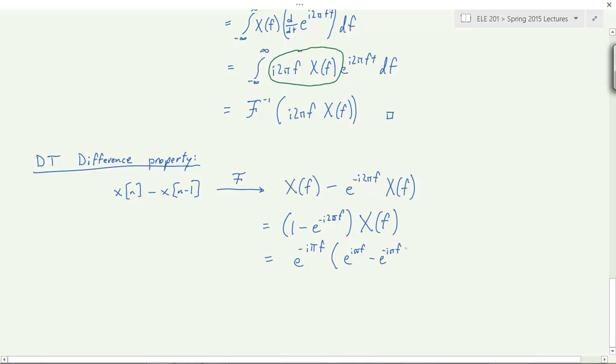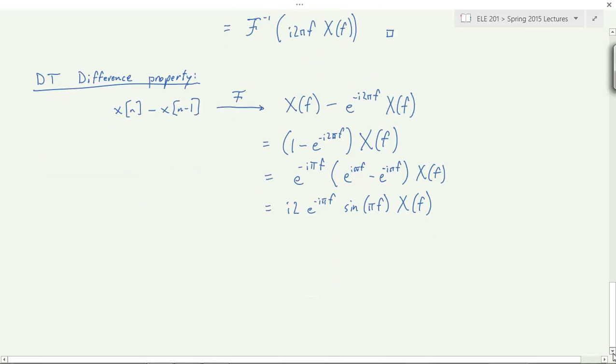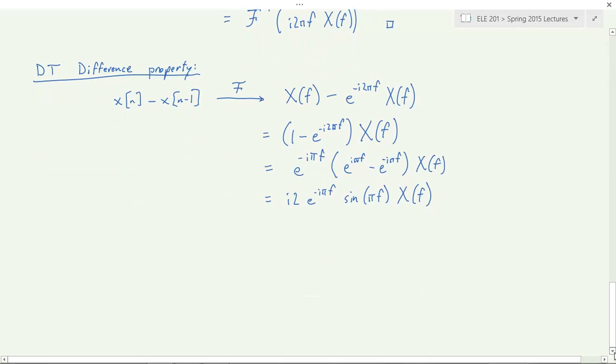Okay. So I'll do an extra step here. Right, there's that. So that's going to be I times 2 times e to the negative I pi f times sine of pi f, x of f. Okay, so there's a simplified version of it. Why did I do that simplification? Because I want to compare this difference property to the derivative property. Let me make a small comparison here.